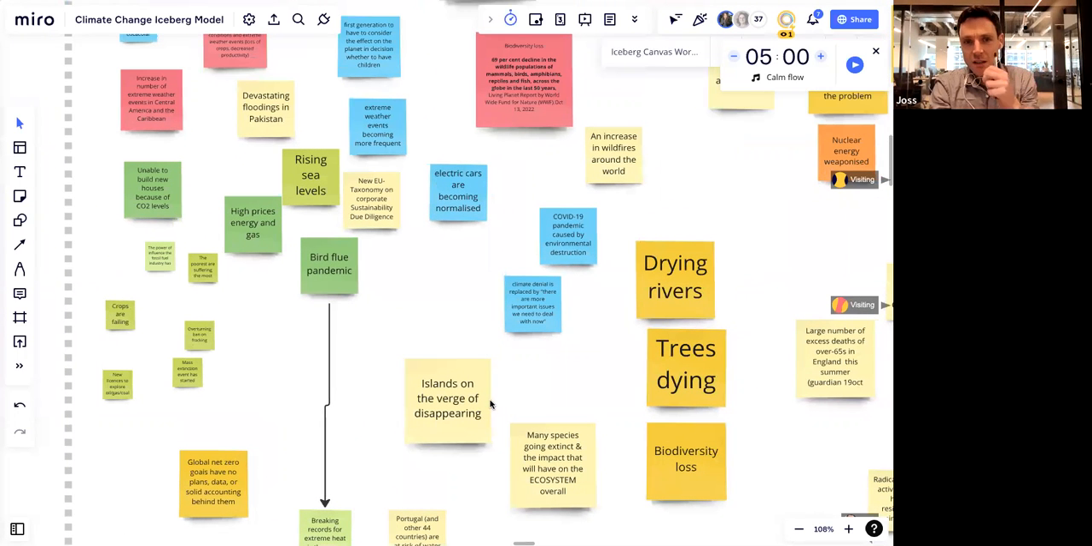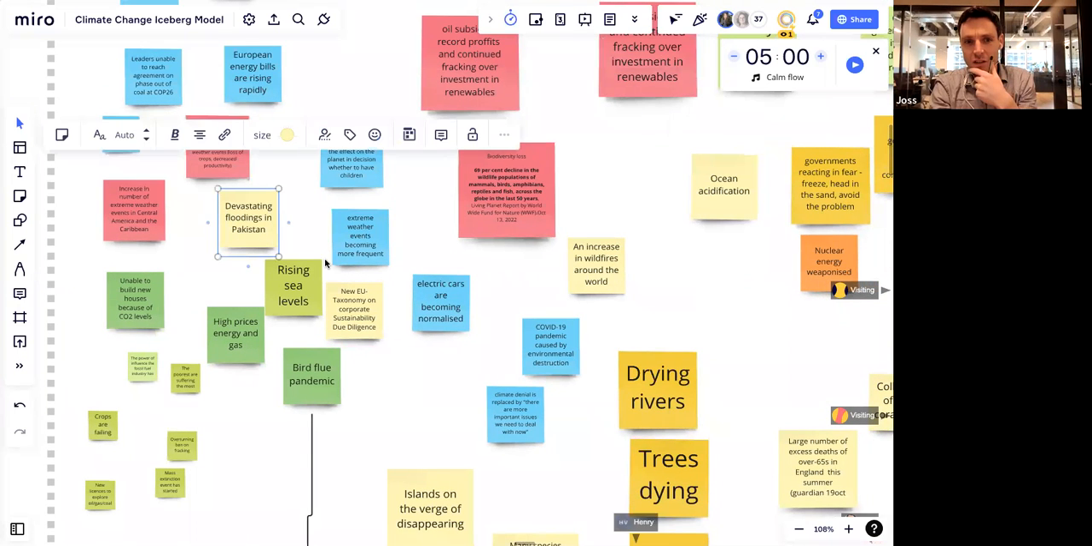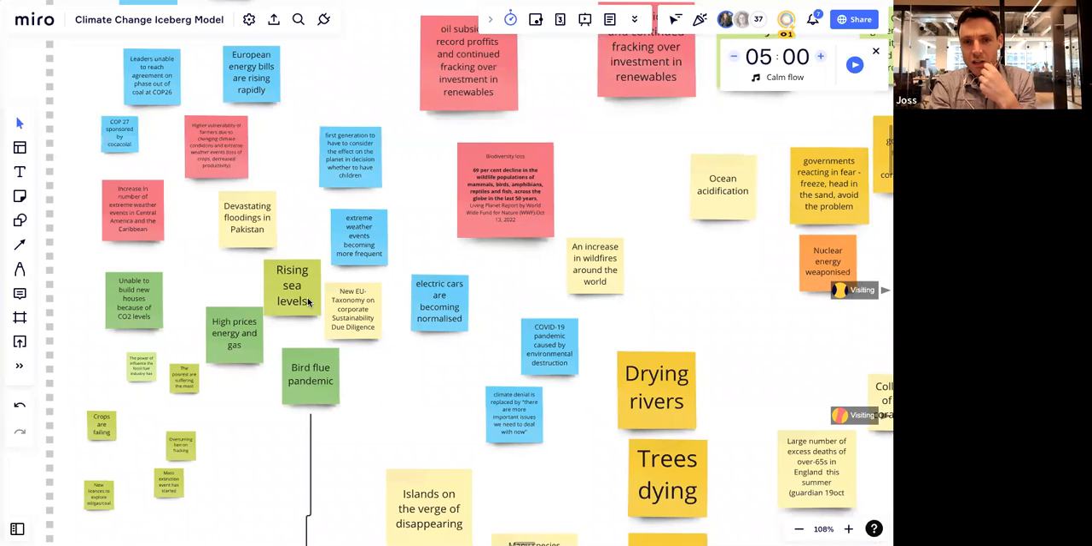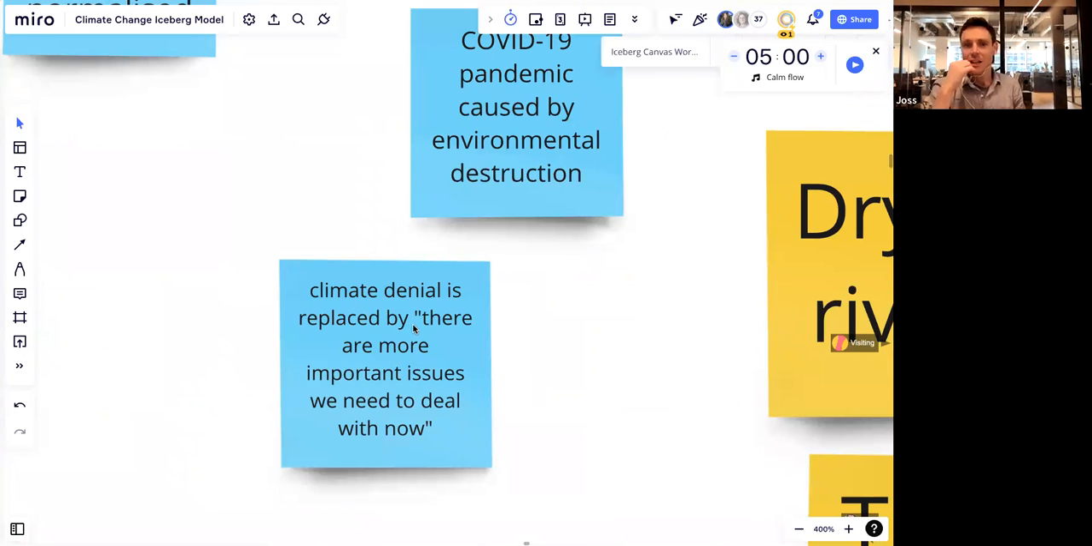Farmers are being threatened, devastating floods, risk of sea level rise. This is a portrait of a crisis. Climate denial is replaced by "there are more important issues we need to deal with."